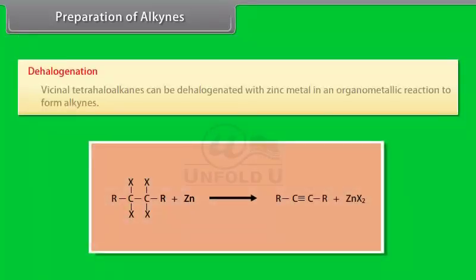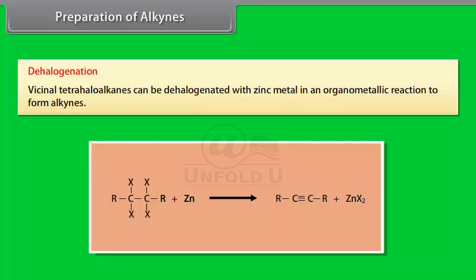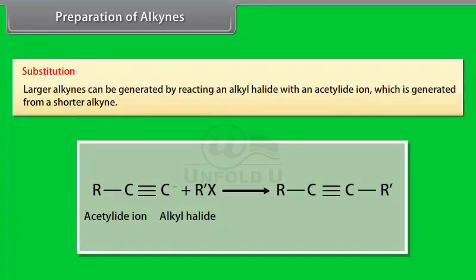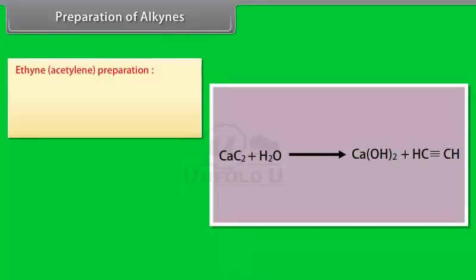Dehalogenation. Vicinal tetrahaloalkanes can be dehalogenated with zinc metal in an organometallic reaction to form alkynes. Substitution. Larger alkynes can be generated by reacting an alkyl halide with an acetylide ion, which is generated from a shorter alkyne. Ethyne acetylene preparation.